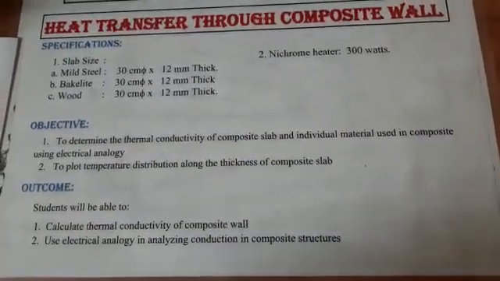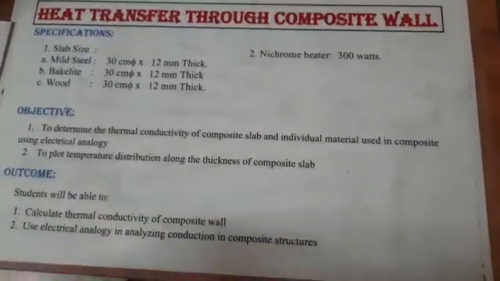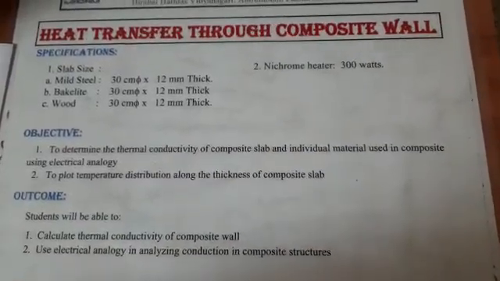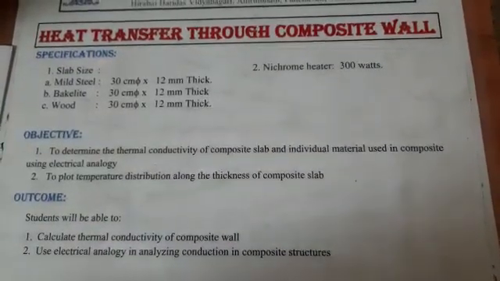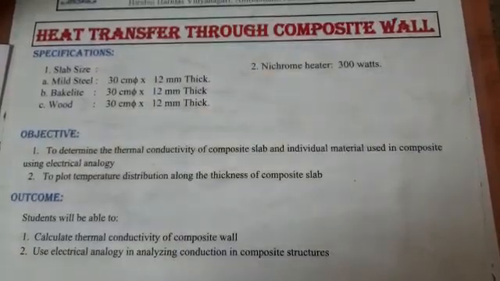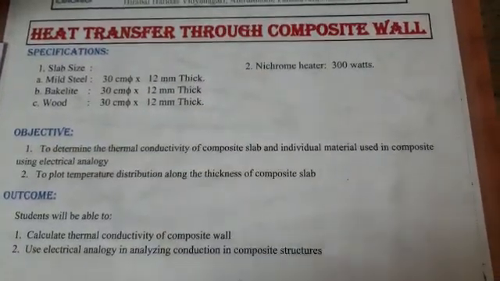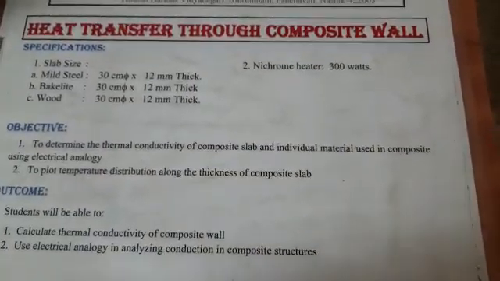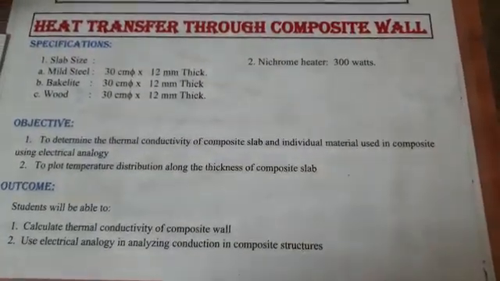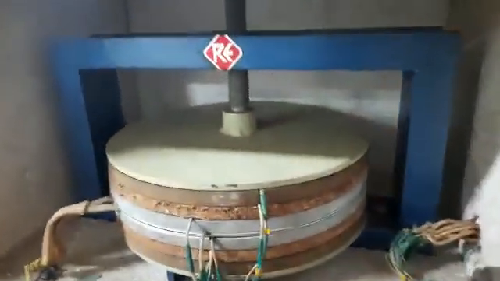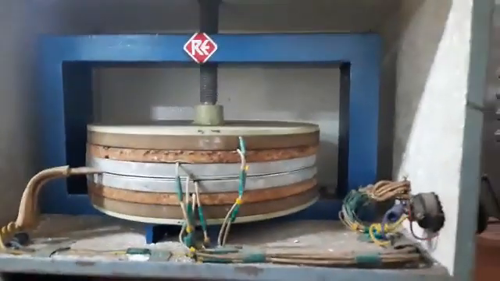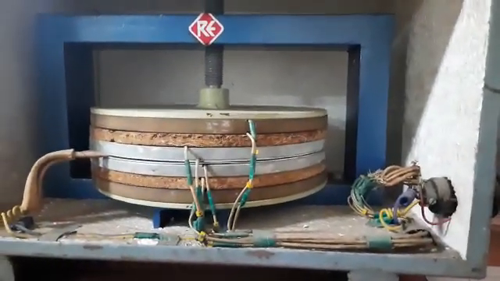And once you get the temperatures, you can also plot the temperature distribution along the thickness of the composite slab. So these are the two objectives which we will be covering in this experiment. Once you understand this experiment, you will be able to calculate the thermal conductivity of any composite system. And obviously we are going to use the electrical analogy. So firstly, let me explain the experimental setup.